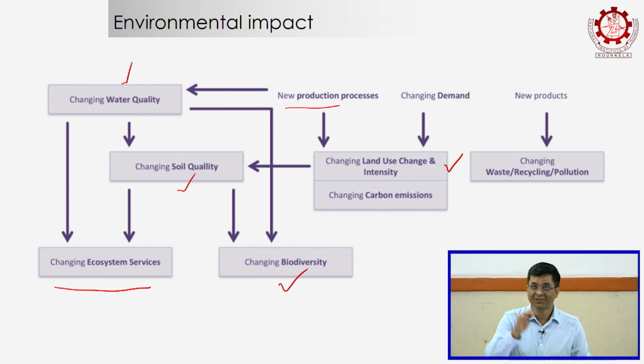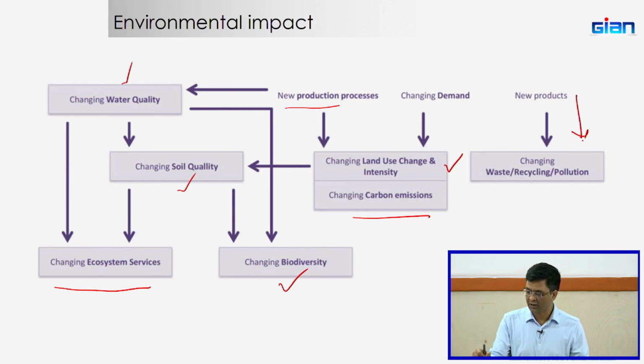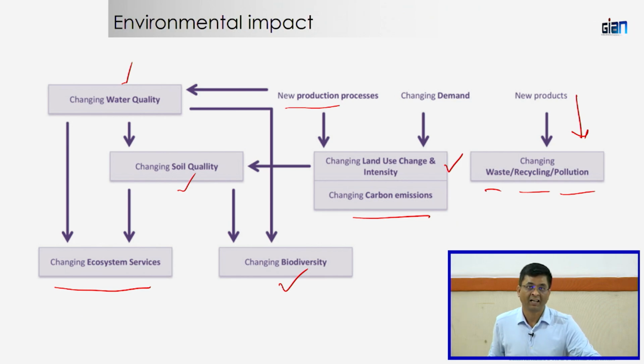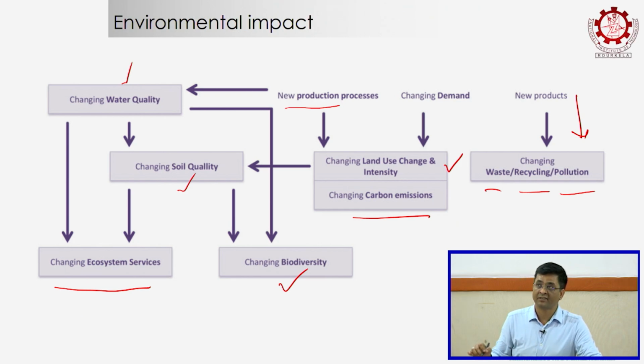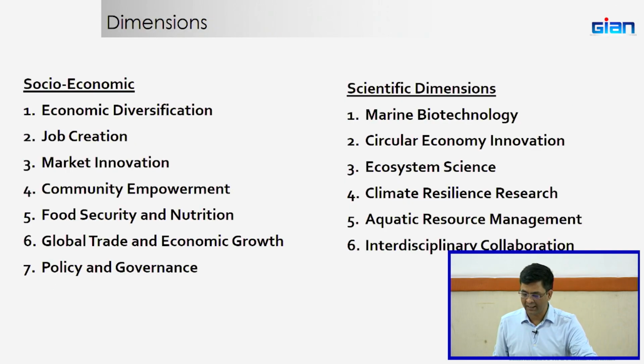So that's again how you can change use, and then changes in carbon emission. You have new product, waste, recycling and pollution. So this is all how environmental impact can be done, and this is not as easy as the way it's been drawn. It's quite complicated, but things are interrelated.